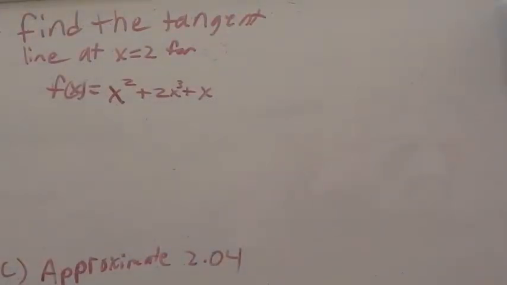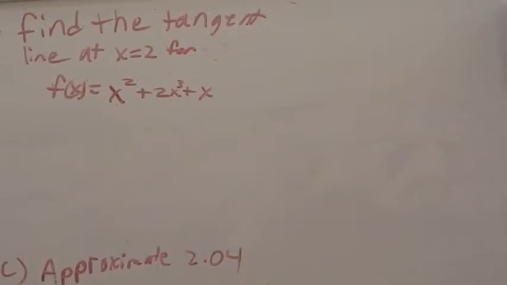Okay, in this video we are going to find the tangent line at x equals 2 for x squared plus 2x cubed plus x. This is an example of an AP-like problem. It's not off of an AP test, but it is provided by the College Board.